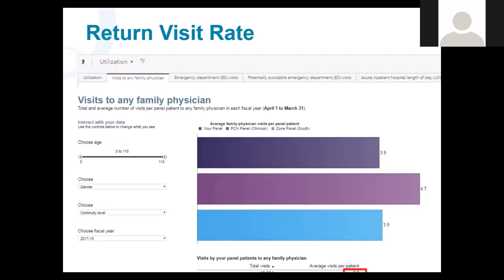So in the report, under the panel characteristics, you will find something that will be called return visit rate, but that's not the one we want to look at when we're using the calculator. You're going to want to go back to the utilization section of the report and look at the visits to any family physician, because we want to understand what is the return visit rate of this entire panel. And this is where you're going to find it, the average visits per patient. This is what we're going to plug into our balanced panel calculator.